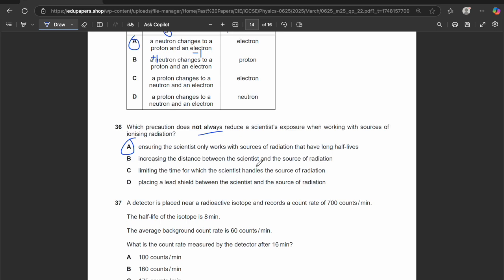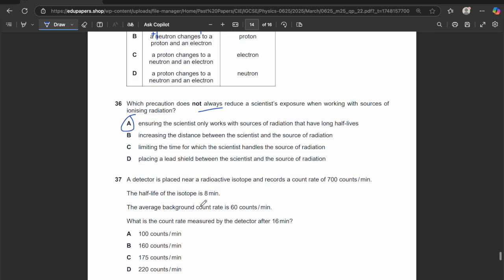So B. Increasing the distance between the scientist and the source of radiation. Well, this is definitely one of the precautions because the ionizing radiation may not have a long range in the air. It may not be able to travel that far, so increasing the distance and limiting the time is limiting exposure, so that's great. And placing a lead shield. Well, lead shield can absorb those harmful radiation, so it is also useful.